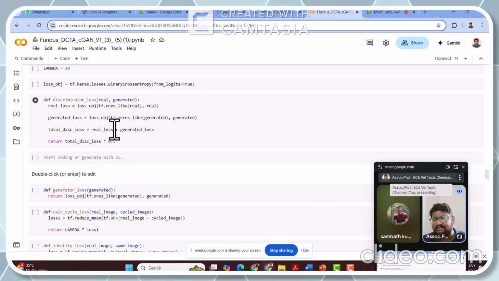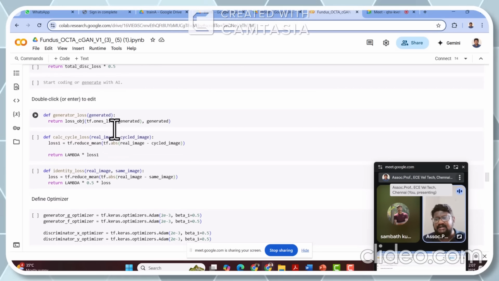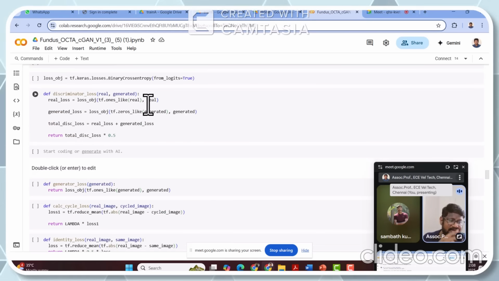So generator, in the sense, it is a synthesized image. So the synthesized image should be taken as zeros, but we are putting ones. So what happens is initially the generator loss will become very high. After a certain period of time, to reduce the generator loss, the generator will start synthesizing images that will look as good as the original images.